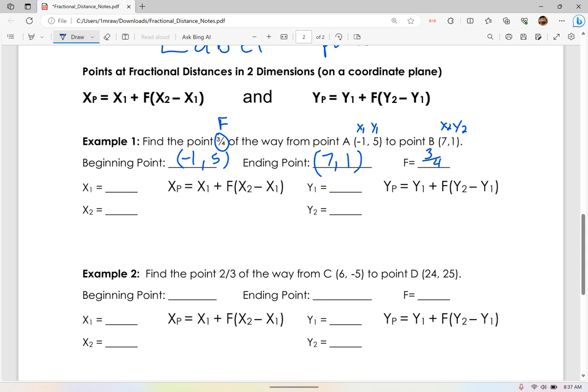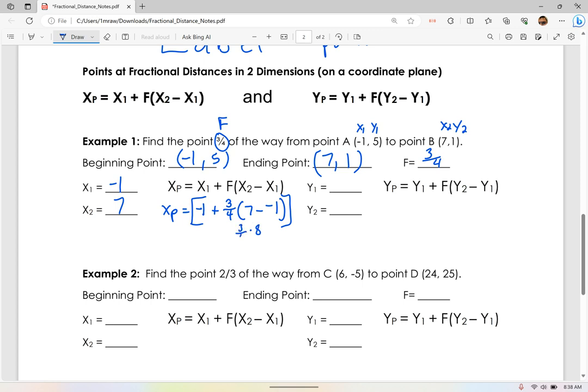So x1 is going to be -1 and x2 is going to be 7, right? So we don't know what xp is. We're going to look for that. xp equals x1, which is -1, plus my fraction of 3/4 times x2, which is 7, minus x1, which is -1. And then you can change that to a plus if you want to. Okay. And guys, you can actually type this exactly like this in your calculator, and the calculator does all the arithmetic for you. So 7 plus 1, right? Because that's 7 minus -1, that's 8.